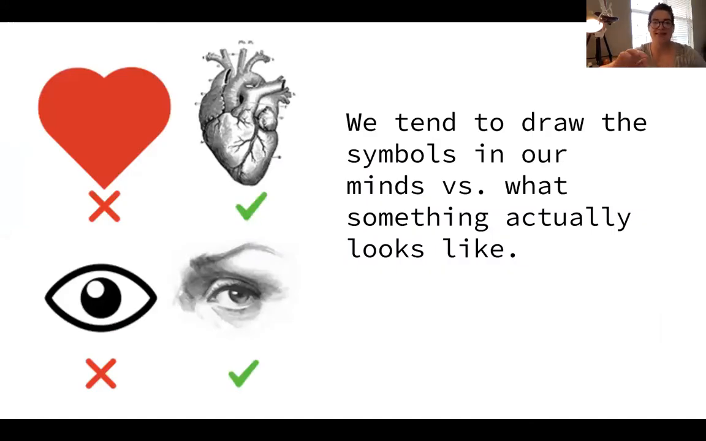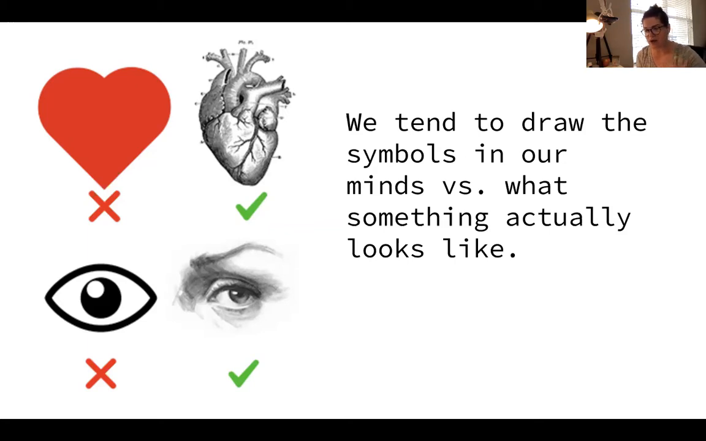So we tend to draw the symbols in our minds versus what something actually looks like. This is called symbol drawing, and it's very natural to do this. If I were to ask you to each draw a cat on a piece of paper, and perhaps if you want to do this, you can, it could be a fun little exercise, but just in your mind, you draw a cat. For some of you, it may look very basic, very symbol-like. But for some of you, if you have more drawing experience, it may look a little bit more like what a cat actually looks like. So this is something we do in our minds.